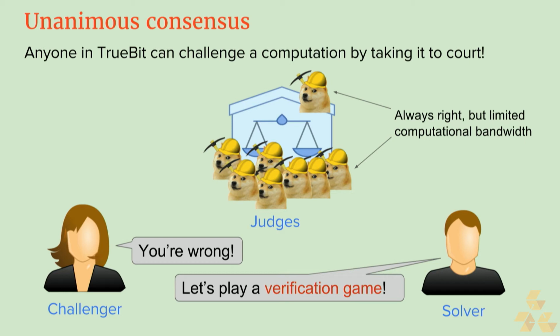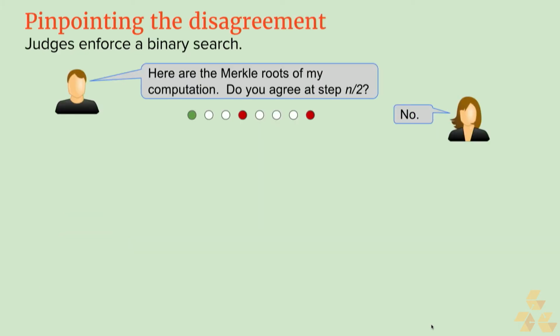Okay, so how does it work? You have a solver who comes in and says, I did this computation, and a challenger who comes back and says, no, you're wrong. And of course, I say, let's play a verification game. He doesn't have a choice. He's taken to court and he has to play this verification game. The point is that anybody on the network can raise a challenge and bring it to the court.